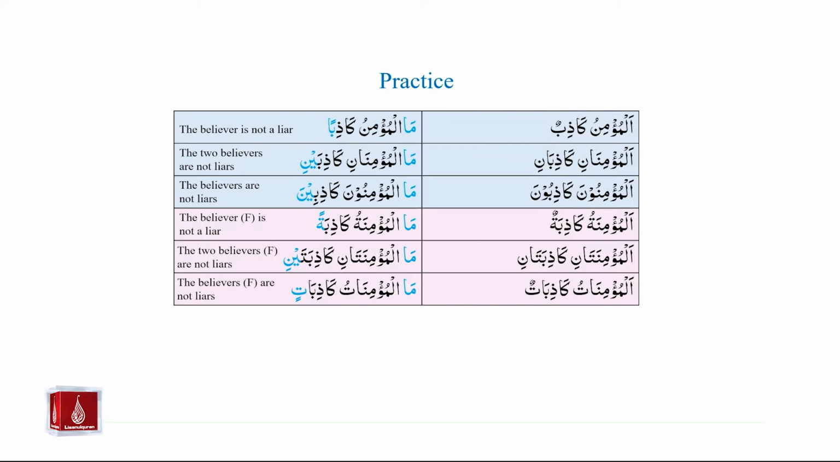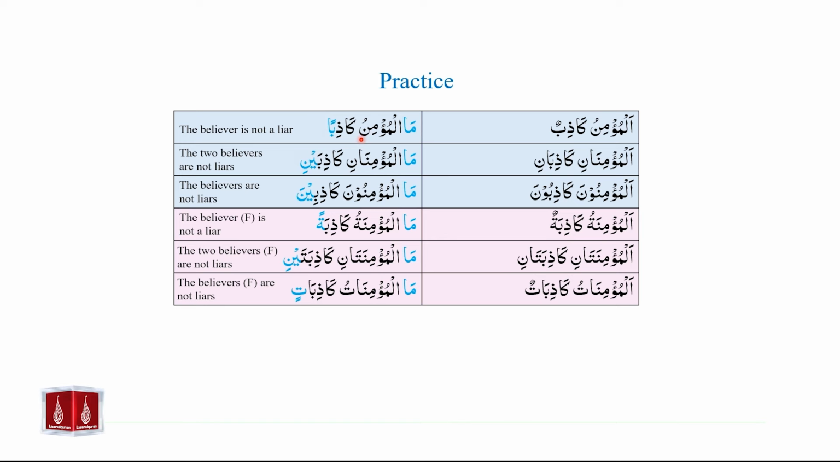Let us do some practice of the use of ma to make jumla ismiya negative. Al-mu'minu kazibun. In this jumla, al-mu'minu is mubtada, kazibun is khabar. If we add ma to al-mu'minu kazibun, we will get mal-mu'minu kaziban. We added ma at the beginning and we have mal-mu'minu kaziban.